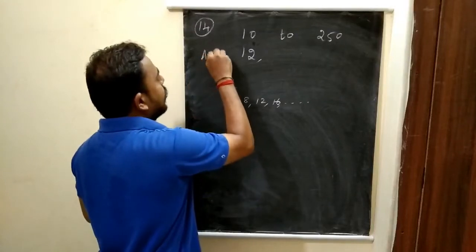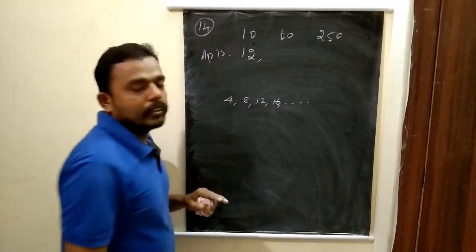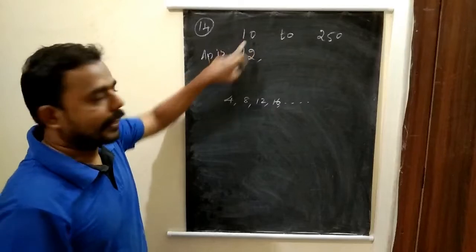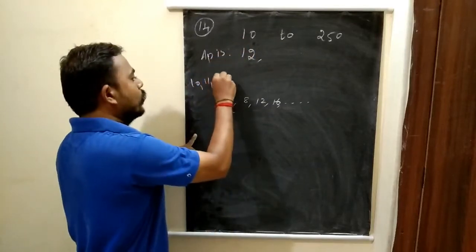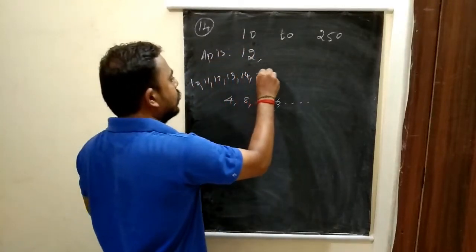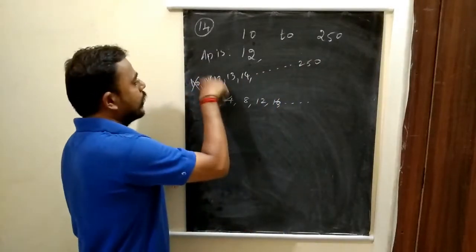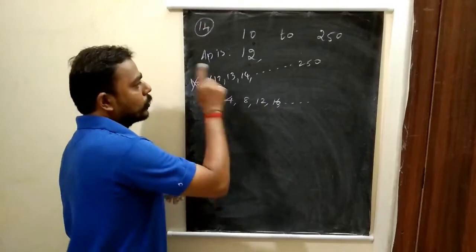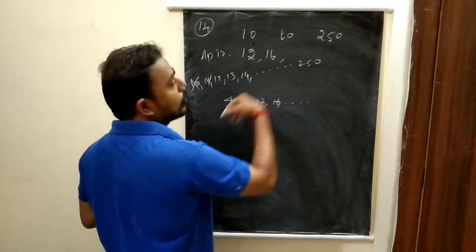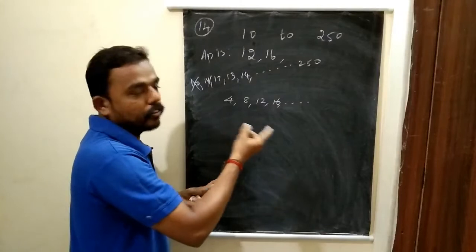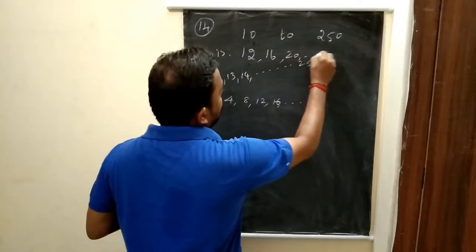So therefore the AP starts at 12. The numbers 10, 11, 12, 13, 14, 15 go up to 250. So we need to remove 10 and 11 and start from 12. So 12 is the starting number. The next numbers are multiples of 4: 16, 20 and so on.